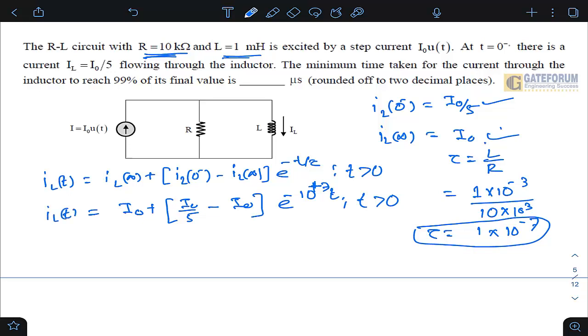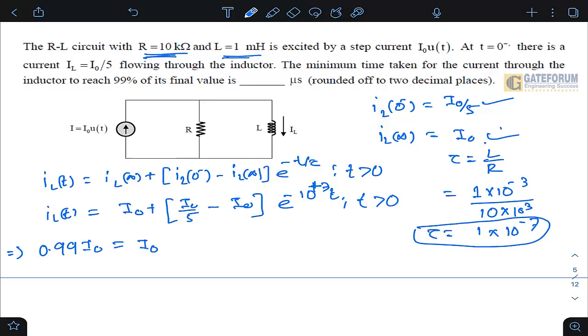But what am I supposed to find? I am supposed to find the time t so that the inductor current will be 99% of its final value. Its final value is I0. So 99% of final value means 0.99 into I0. So what is that time instant t so that the inductor current will be 0.99 into I0? In simple language, now we have to just solve this equation and get the value of t. So 0.99 I0 is equal to I0.